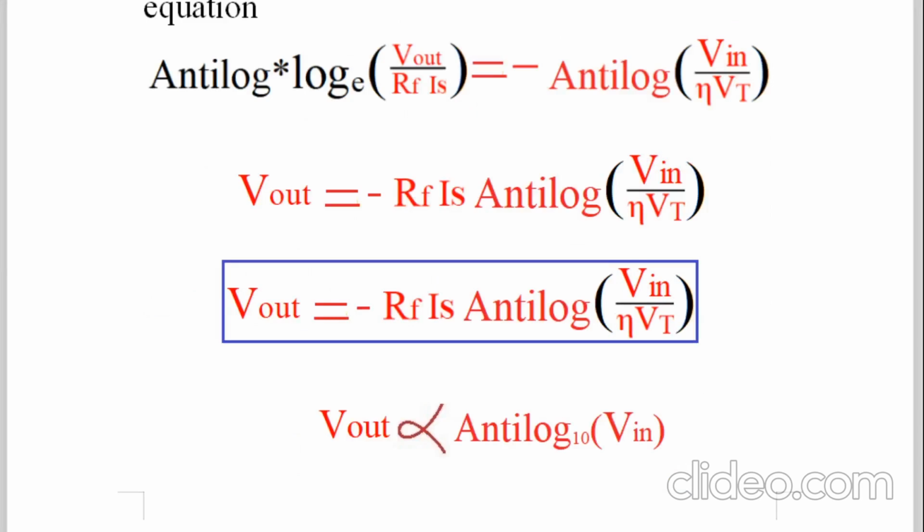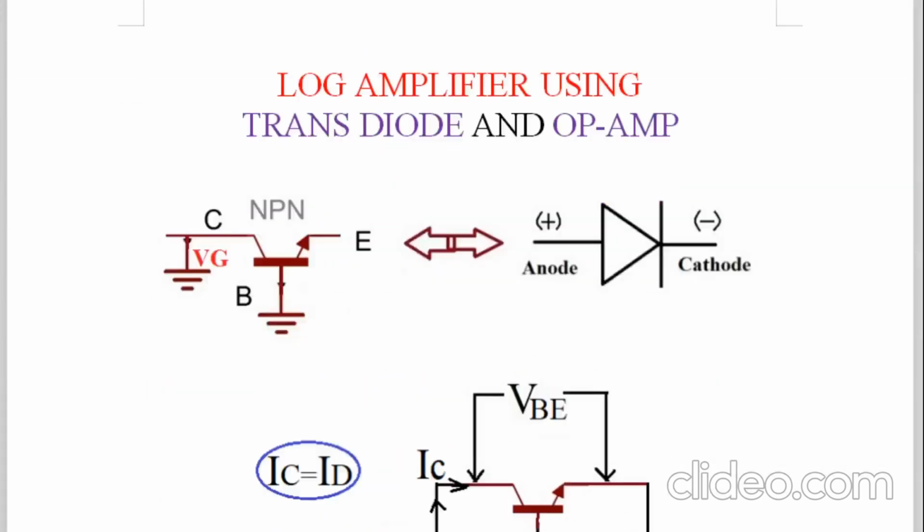Now we'll proceed to the next topic, which is called the log amplifier only, but using a transdiode and op-amp. Now what is a transdiode? A transdiode is a diode constructed by using a transistor.